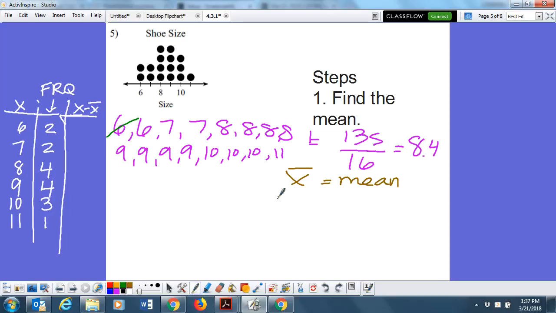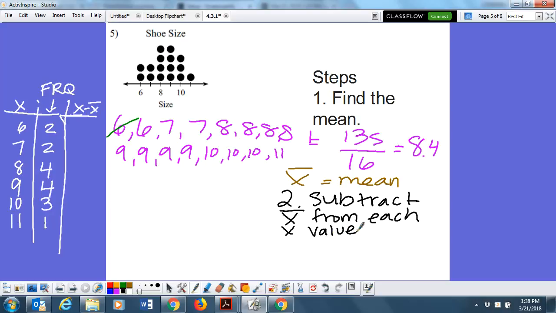All right, so step 2, you're going to subtract the mean, which is X bar, from each X value. So again, it's not hard, it's just going to be tedious. So you're not going to like it, I already know up front. So you're going to tell me what 6 minus 8.4 is, what 7 minus 8.4 is, what's 8 minus 8.4, 9 minus 8.4, 10 minus 8.4, and then 11 minus 8.4.